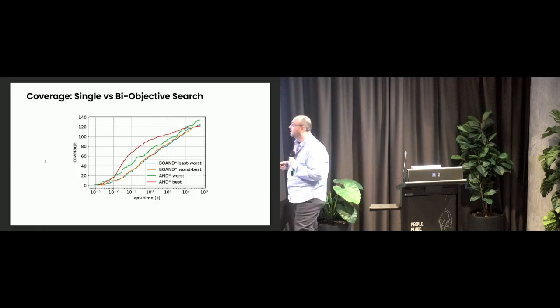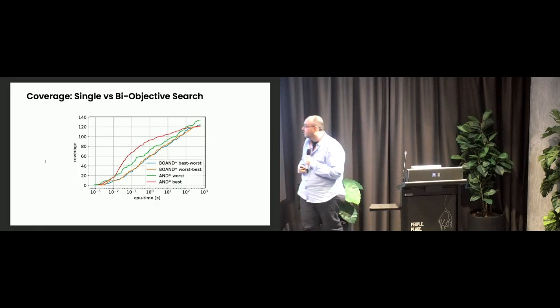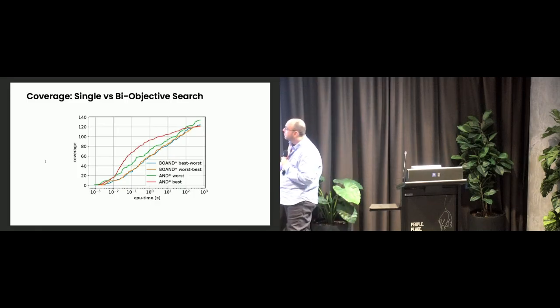Then we also evaluated the coverage and runtime of the algorithm, and here we have a survival plot. The conclusion is that A*, the single objective algorithm, is generally faster, but BO A* is still competitive in terms of runtime, at least for these benchmarks that we evaluated it.